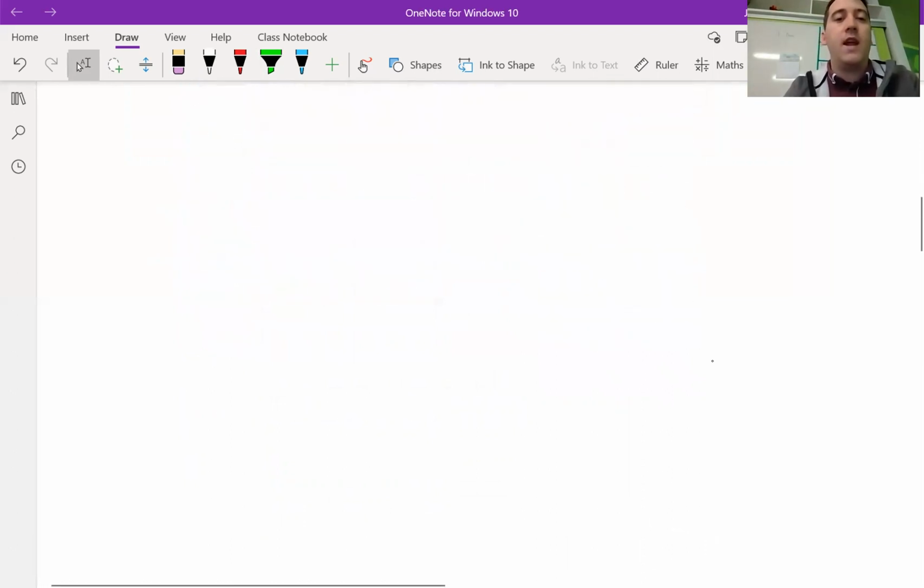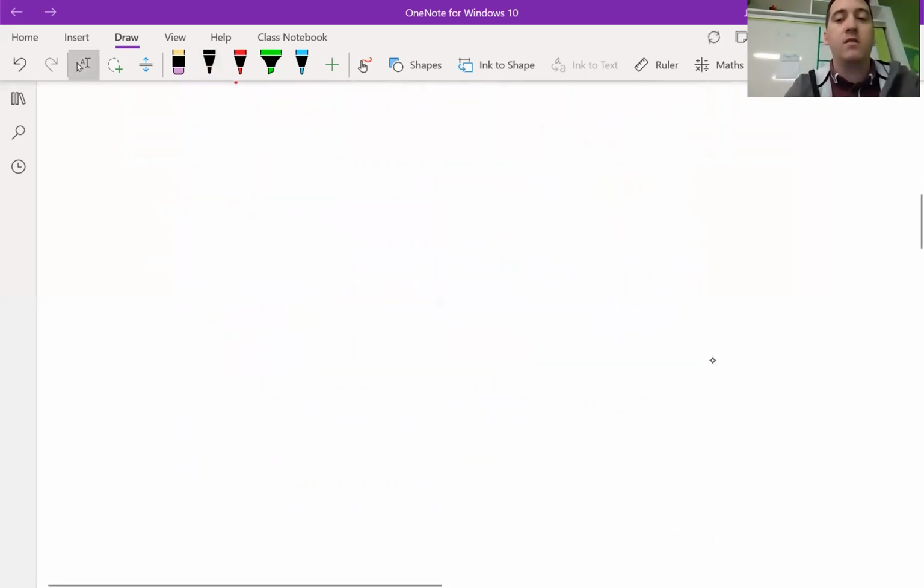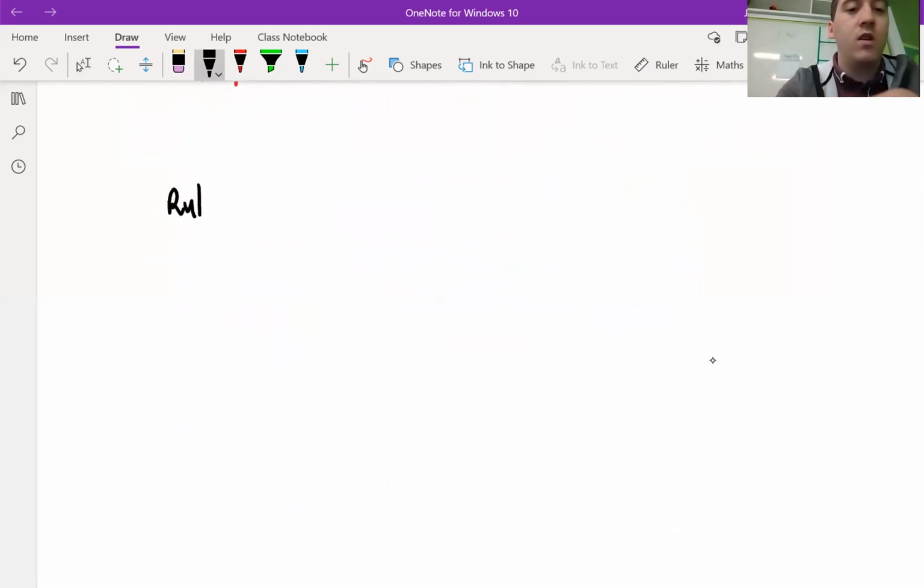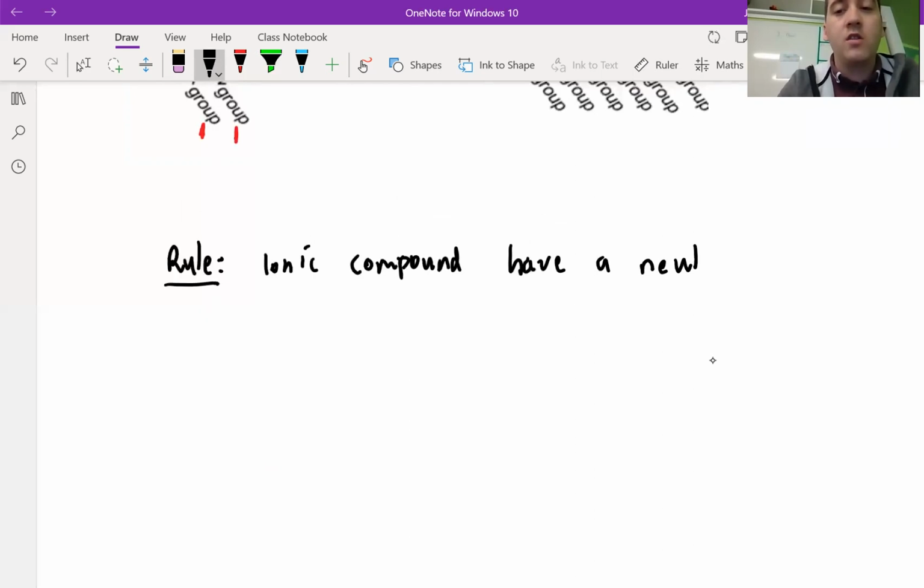Now, we're going to look at naming some compounds today, naming and writing the formulas of some ionic compounds. And there's one rule I need you guys to learn, and that is this rule. So there is a rule, and that rule says that ionic compounds have a neutral charge. Ionic compounds have a neutral charge.